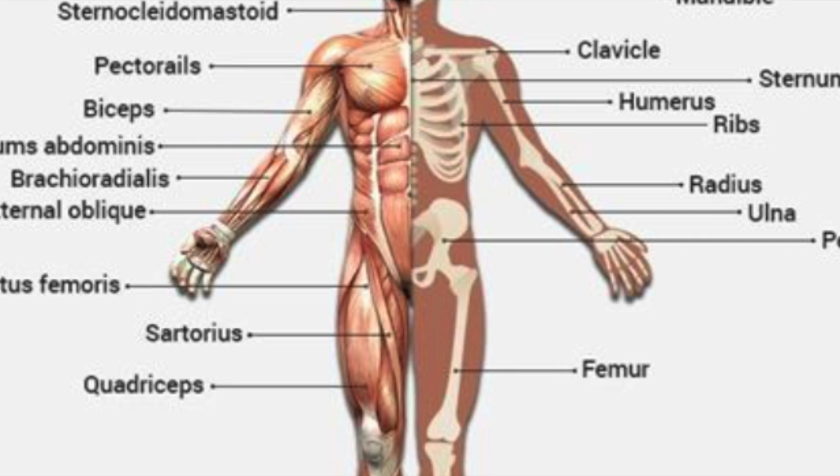So posterior drawer test: bending the knee at 90 degrees, increased posterior gliding of the tibia due to PCL injury. So the posterior drawer test is at 90 degrees, and the anterior drawer test is also at 90 degrees.